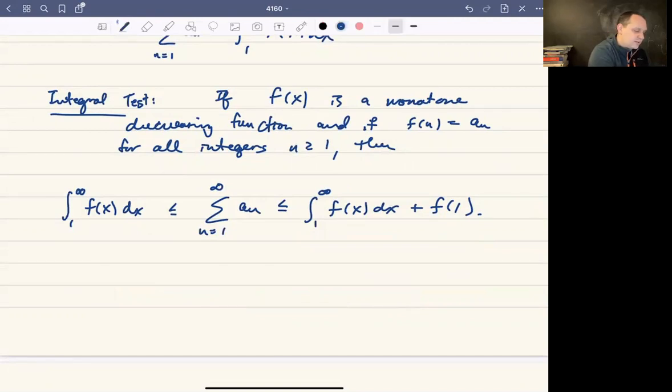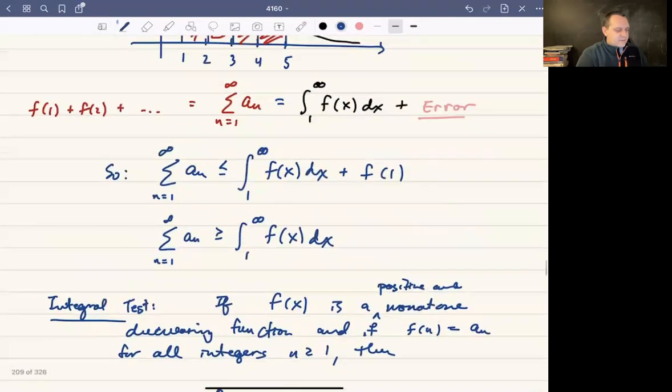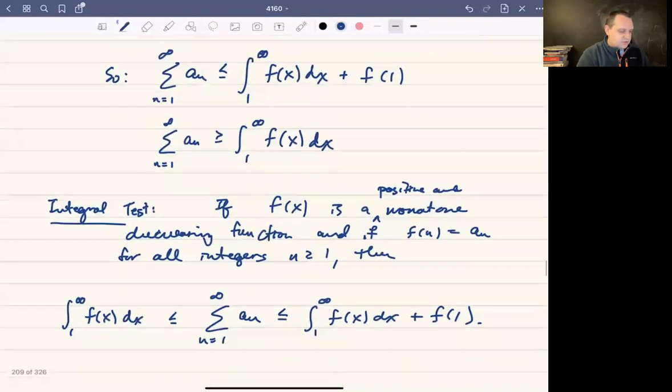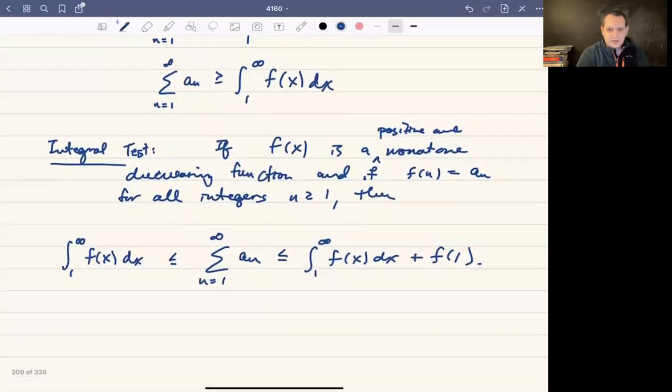If f is a positive monotone decreasing function, so f has to be positive and monotone decreasing. Otherwise, if it's monotone decreasing and if it dips below the x-axis, then everything diverges, and this is useless anyway. So this is really only helpful if it's positive and monotone decreasing. Anyways, but there we go.